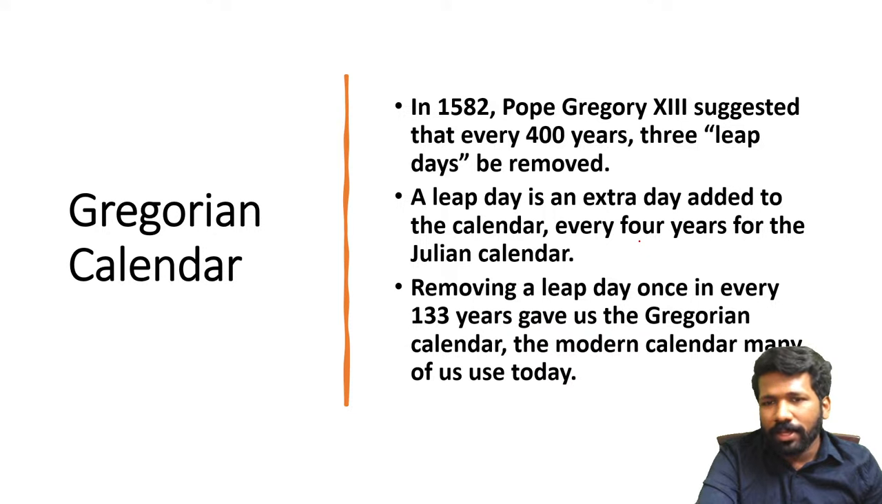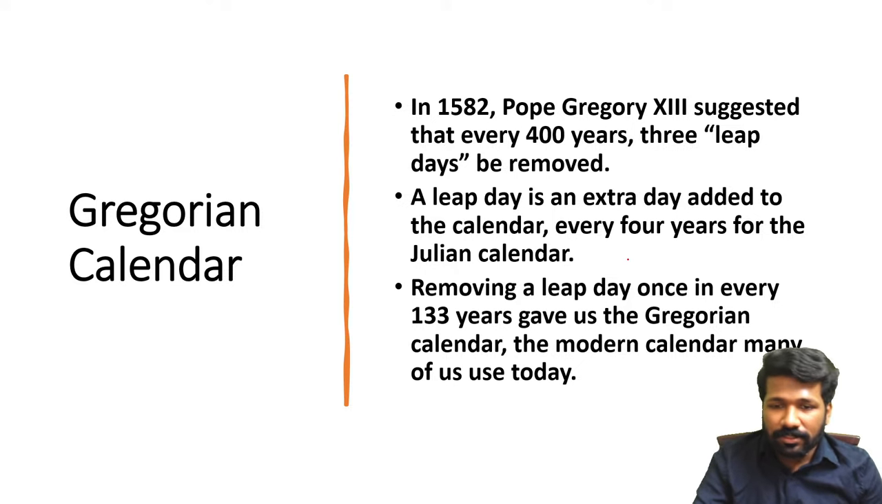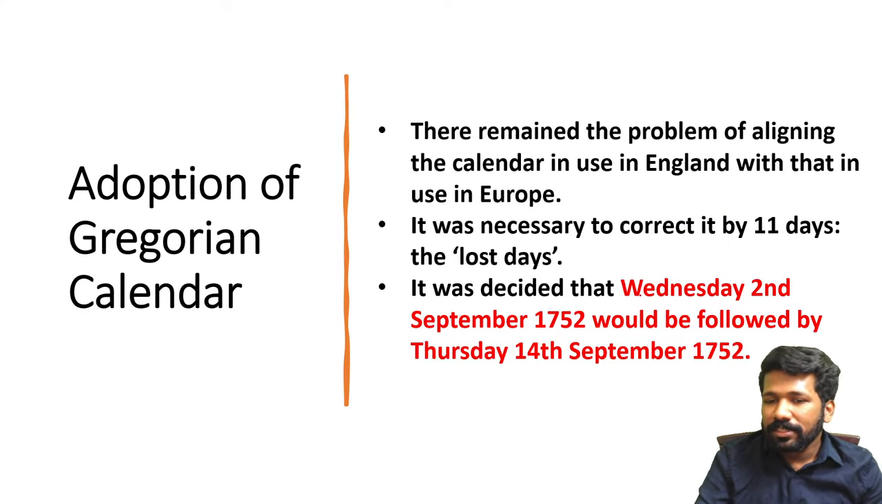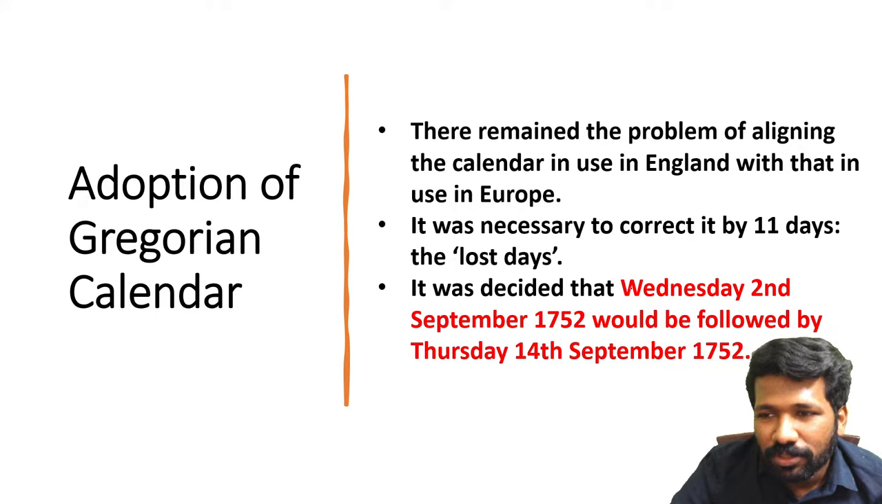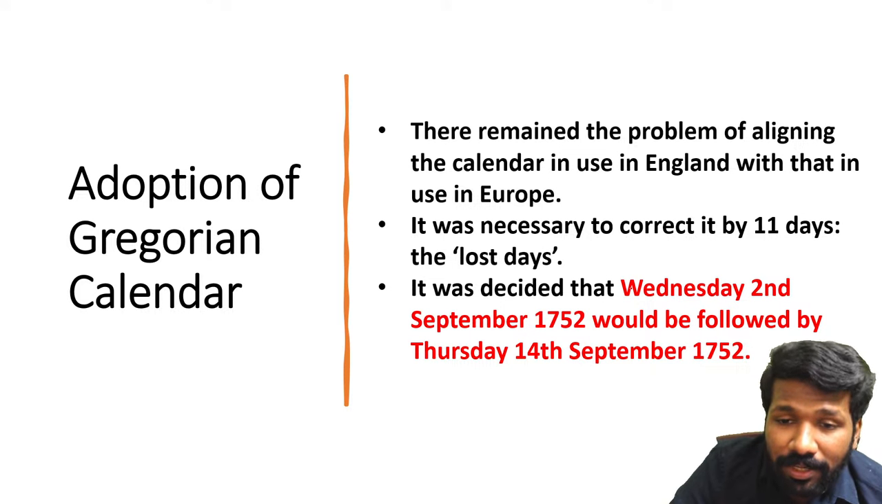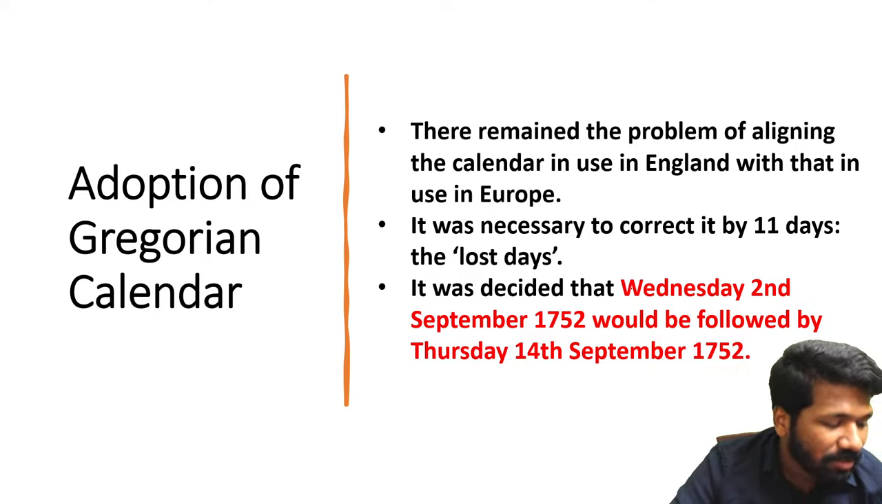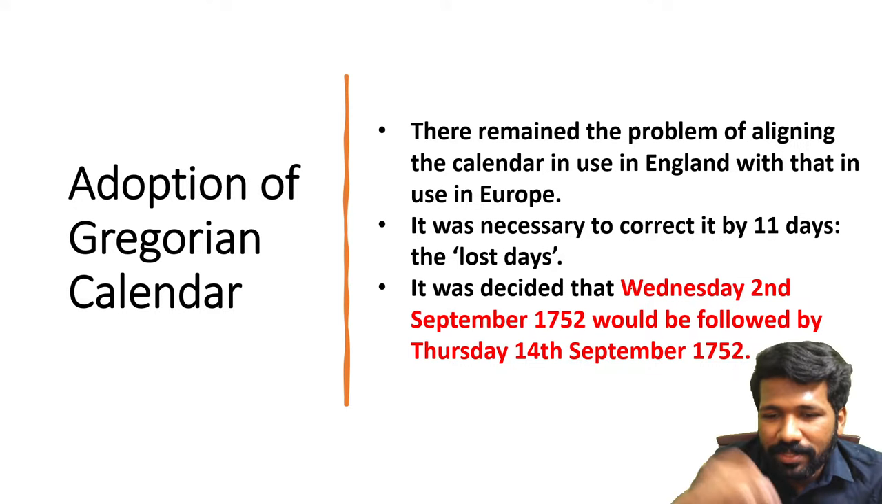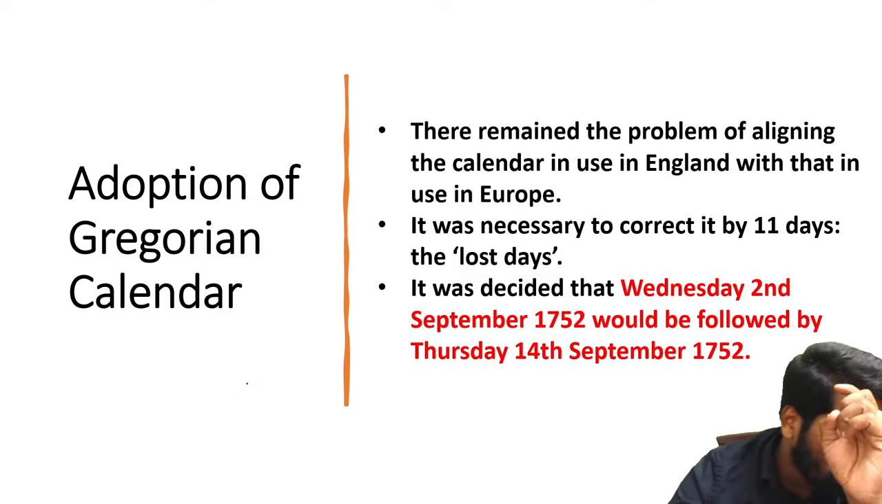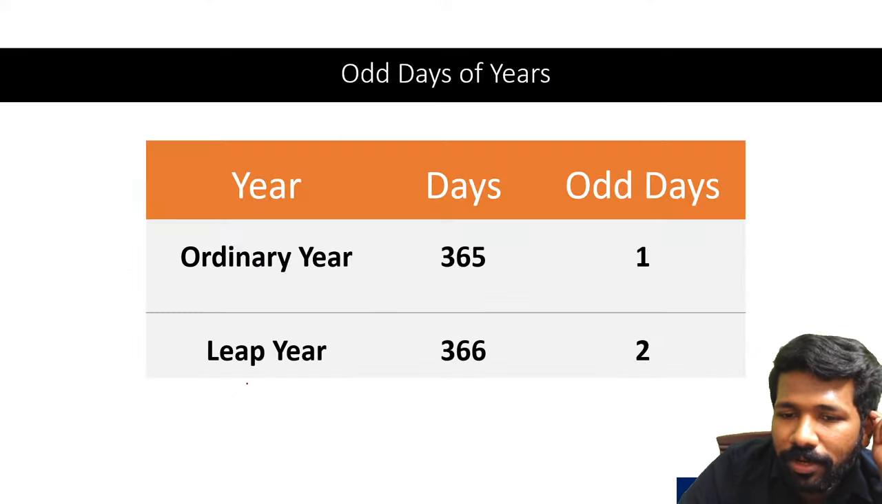But in 1582, all the countries didn't accept this. Some countries accepted way after, some countries accepted very soon. And only in 1750 did the British Empire accept it. The history you can read later. Whole Europe accepted later, and only in 1927 did the country Turkey accept this. That means only in 1927 did all the countries accept the new calendar, the Gregorian calendar. So what we use now, the international calendar, is called the Gregorian calendar.